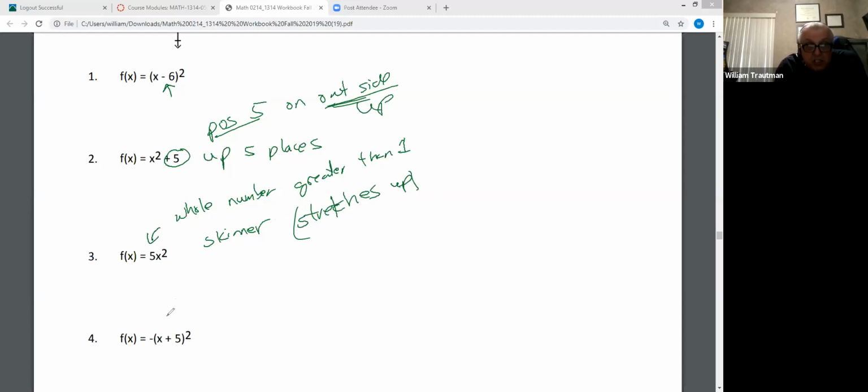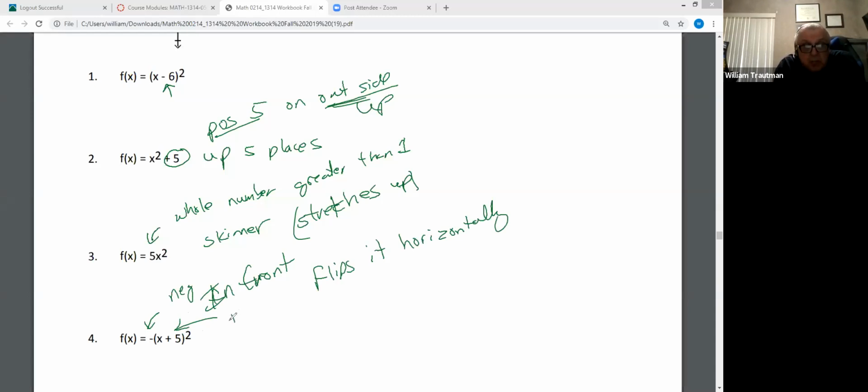Next, we got to talk about this transformation. The negative on the outside, negative in front, flips it. Remember? Flips it horizontally. And then the +5 on the inside moves the graph to the left.